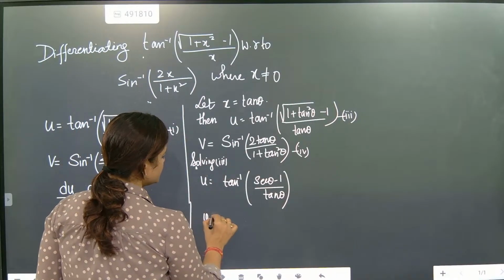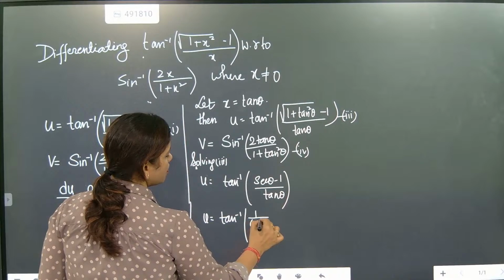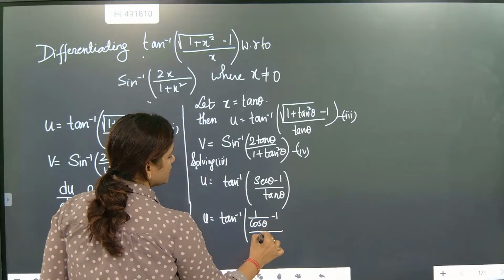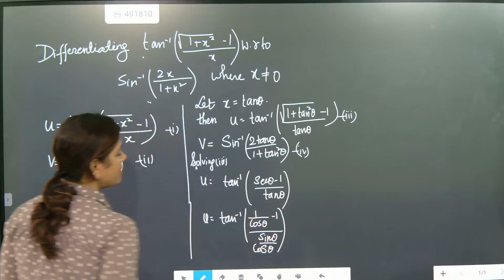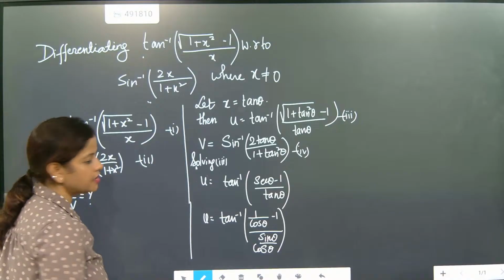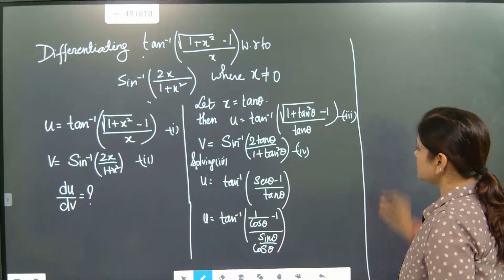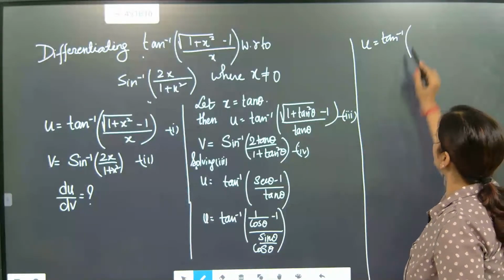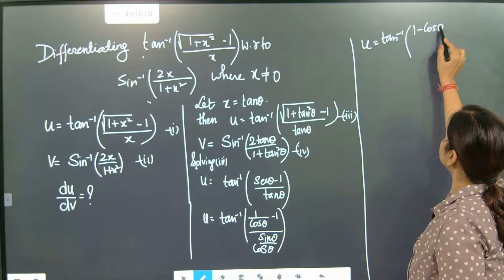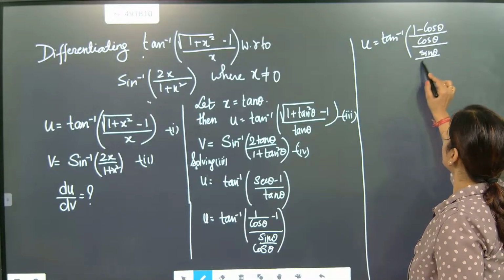It will become u is equal to tan inverse of (1 by cos theta minus 1) by tan theta. Done. So it will become (1 minus cos theta) by cos theta. Correct? So we can write like this now: u is equal to tan inverse of (1 minus cos theta) by sine theta by cos theta.